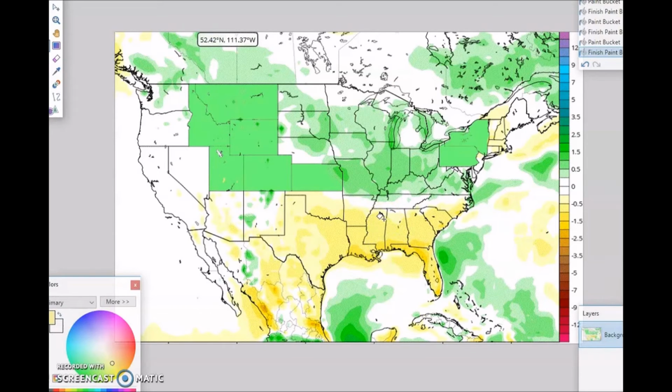So that's the long range weather forecast discussion for August 4th to 16th.